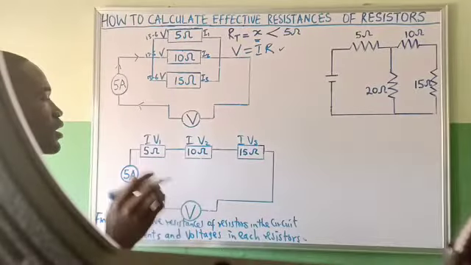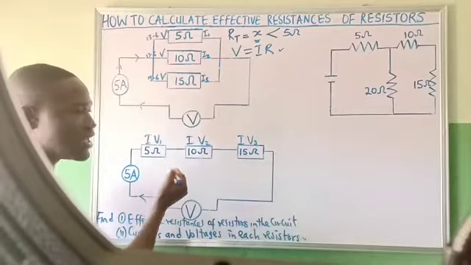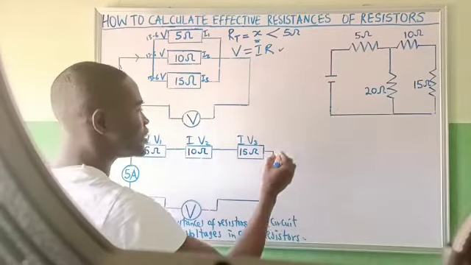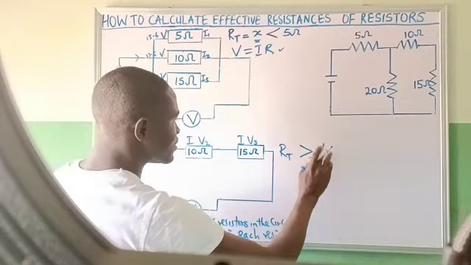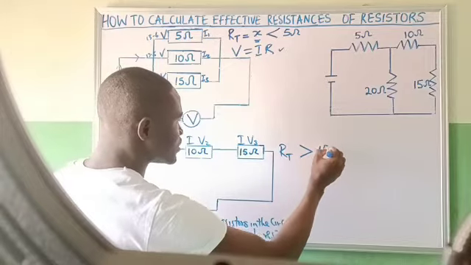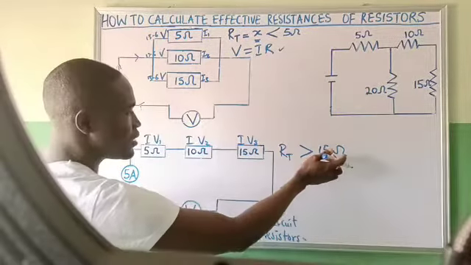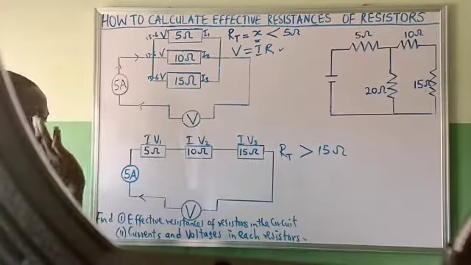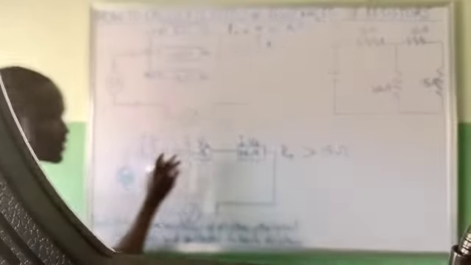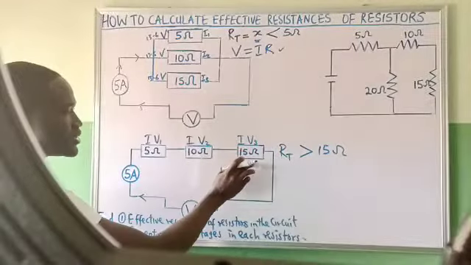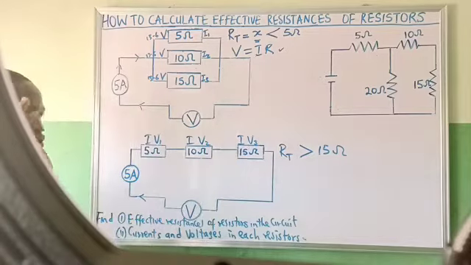Point number one. When you get the effective resistance of these resistors arranged in series, it is noted that their effective resistance will be greater than the highest resistance, which is 50 ohms. That is point number one. Point number two is that this current will be seen by each of them. So they will have the same current but different what? Voltages. That is number two.